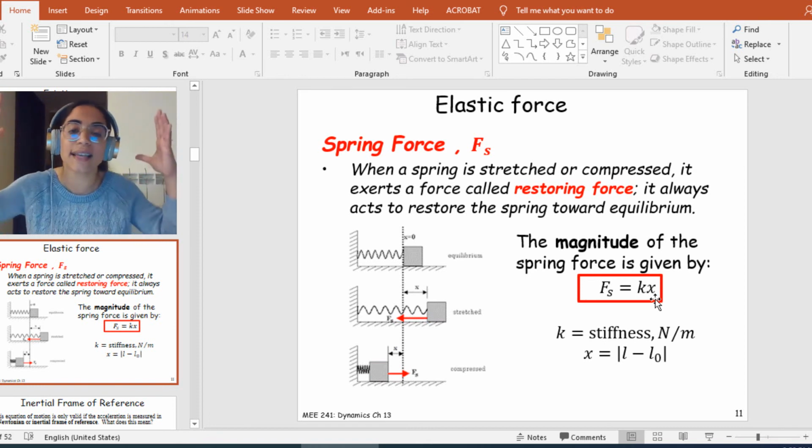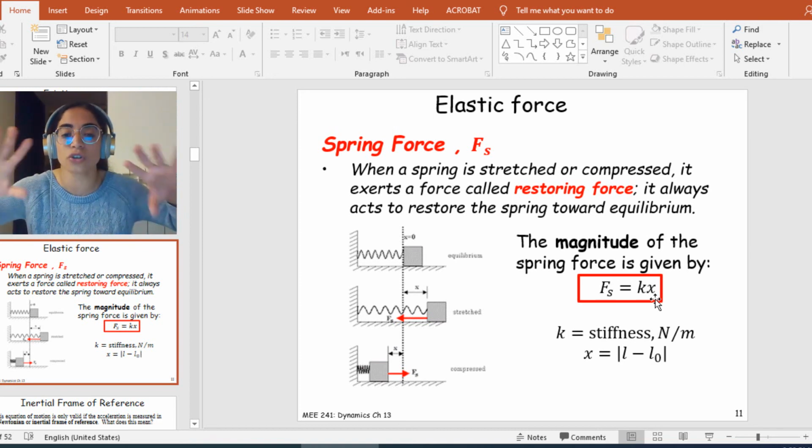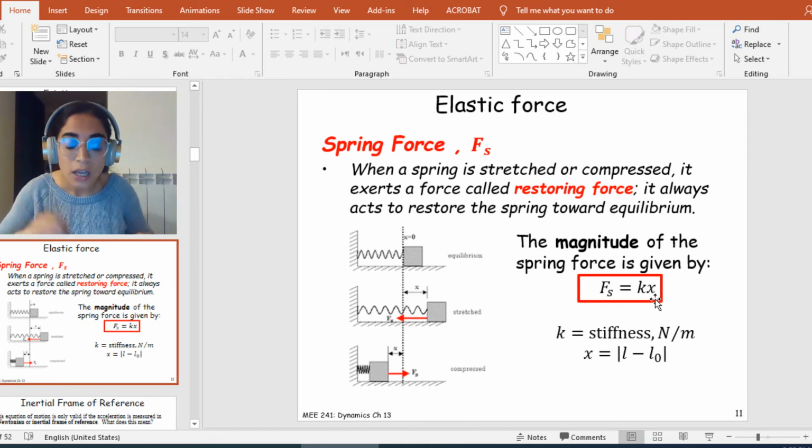It's not the initial length at state 1 or at the previous state. It's the initial length when there are no forces exerted on this spring or on this body, which means it is the initial length of the spring at equilibrium. Alright? So L is the current length minus L0, which is the initial length. Which means, guys, if I am at state 2, L0 will not be the length of the spring at state 1. No, it's not the previous length. It is the length at state 0 when there are no forces exerted on the spring, while L is the current length at this state. So don't forget, guys, X is equal to L current minus L0 when there are no forces.